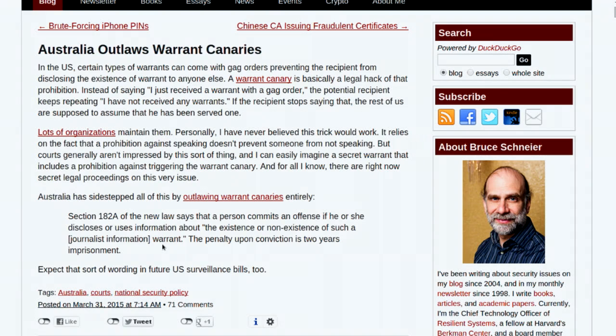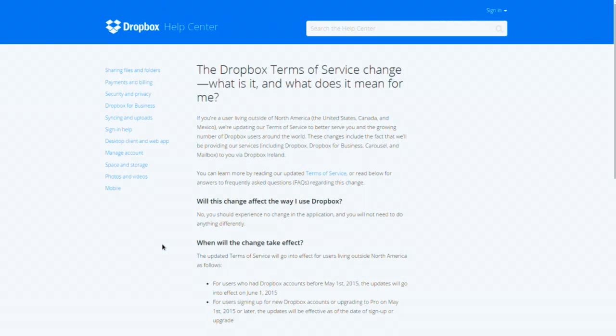And Schneider's like, you expect to see this stuffed into the next U.S. law that goes through. Yeah. Oh, that's a good idea. Let's do that. Dropbox terms of service have changed. I'm sure there's nothing to worry about, right?